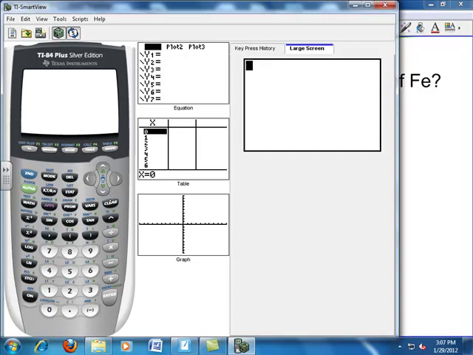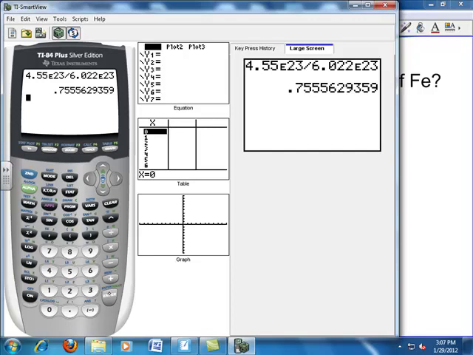Let's try this again. We go 4.55 exponent 23 divided by 6.022 exponent 23. Enter. Okay?